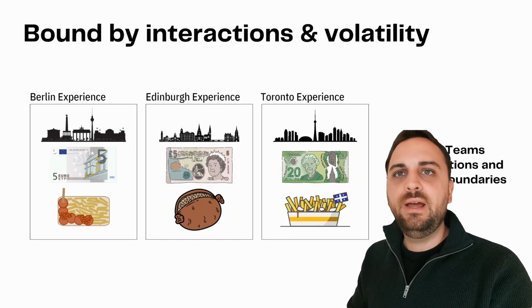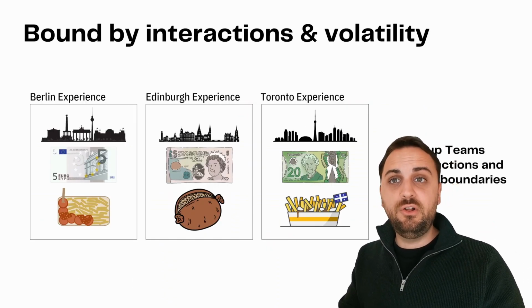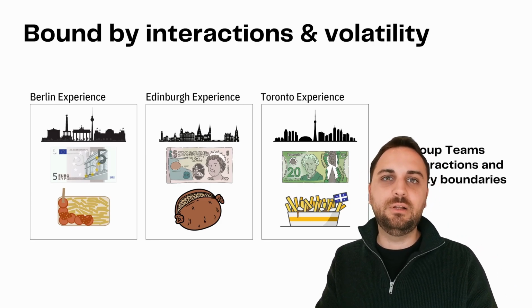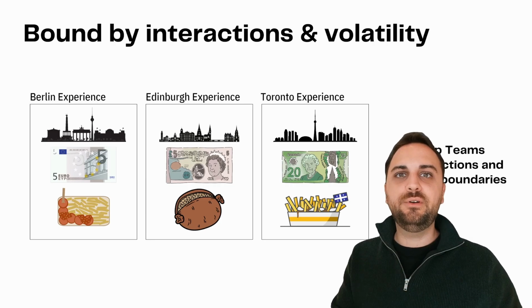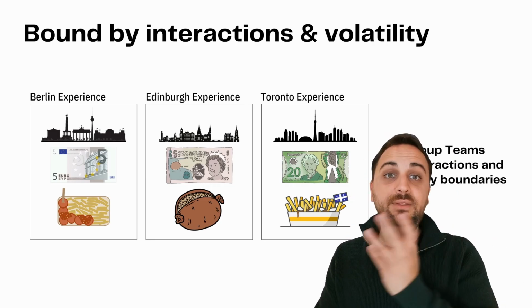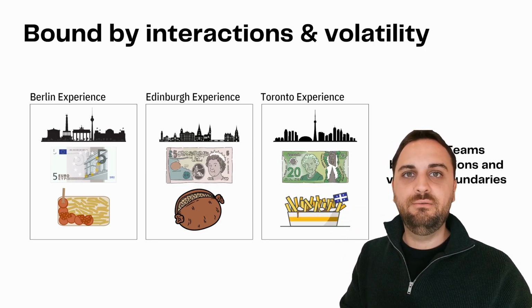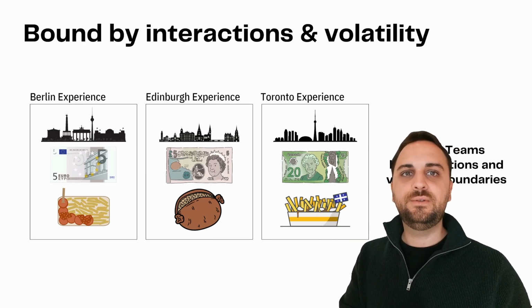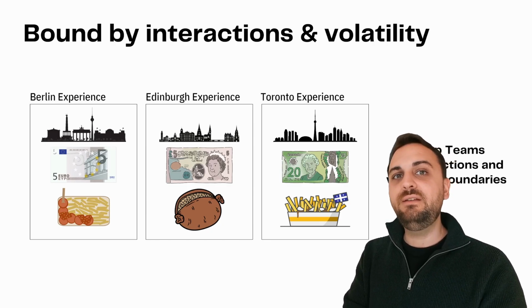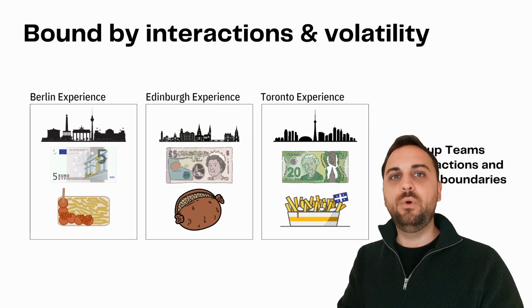One more thing to look at, we should bound those teams together by interactions and volatility, right? And I keep talking about this one, but it's such a common problem. We can have a Berlin experience, an Edinburgh experience, and a Toronto experience, and put things in there that make sense. These things interact together. They're likely to interact and they're likely to change. Versus across those groups, probably less reason to change. So having a slower boundary might make sense. It might even be desirable to have a slower boundary there to avoid volatility where we don't want it.